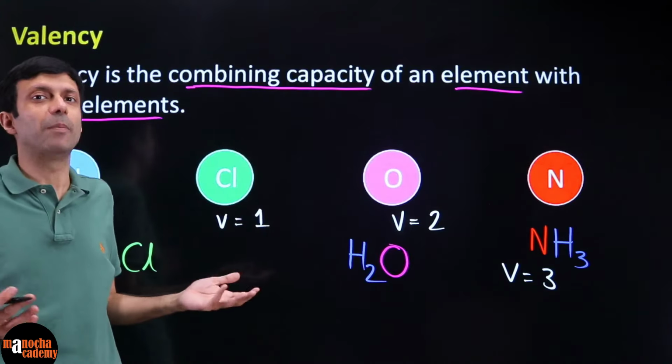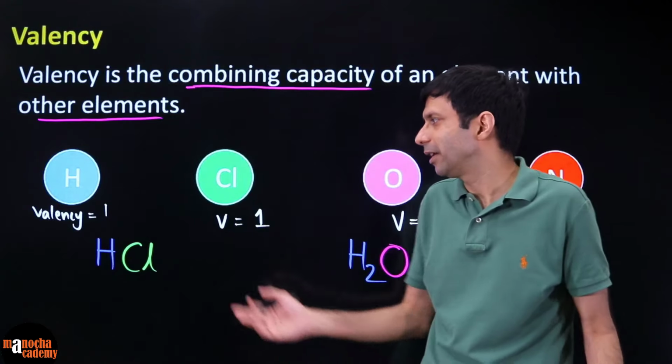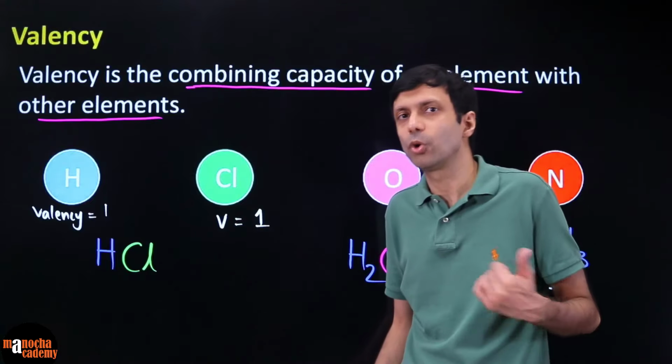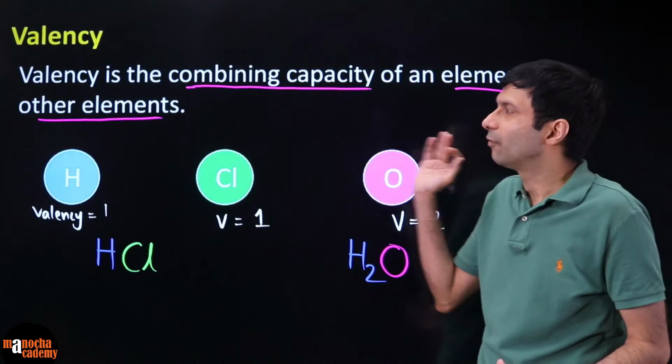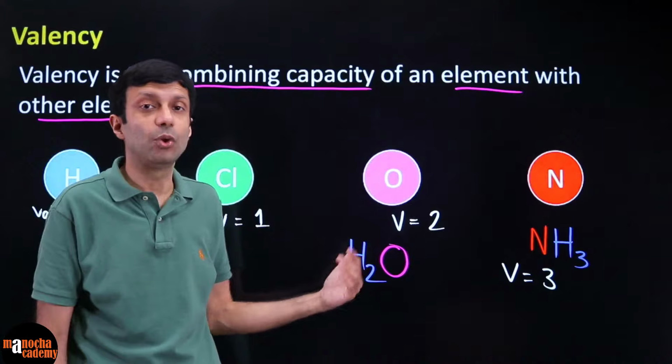So this is the meaning of combining capacity, where we take the simple example of hydrogen, but you don't necessarily have to combine with hydrogen. You can combine sodium and chlorine. Chlorine has valency 1, so sodium in sodium chloride will also have valency 1. So this is the basic idea: valency is the combining capacity of an element with other elements. And we have to learn these numbers.